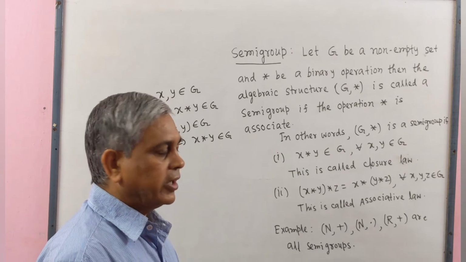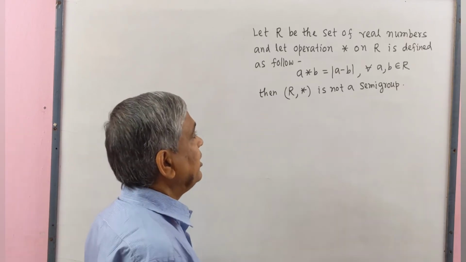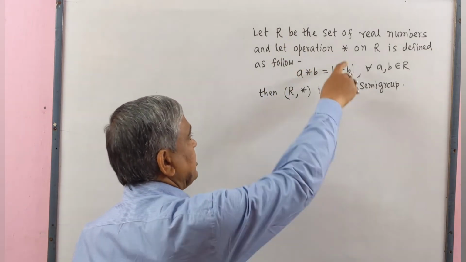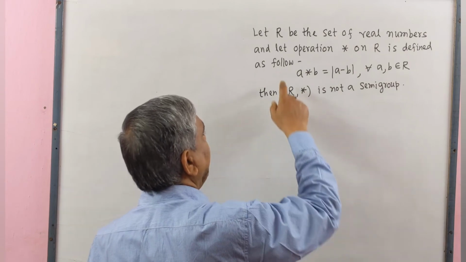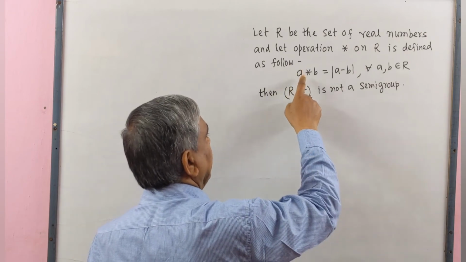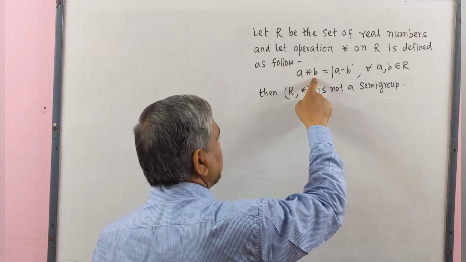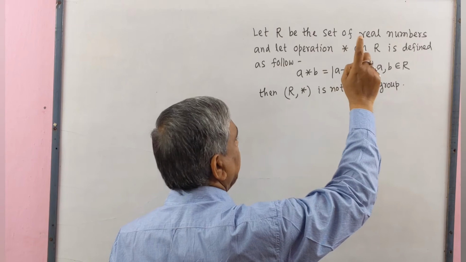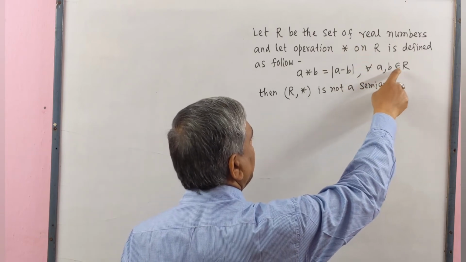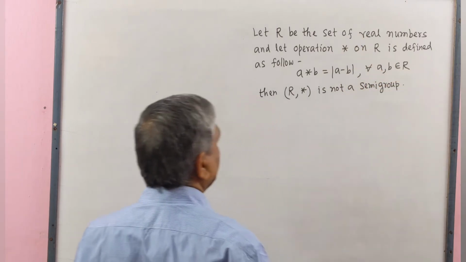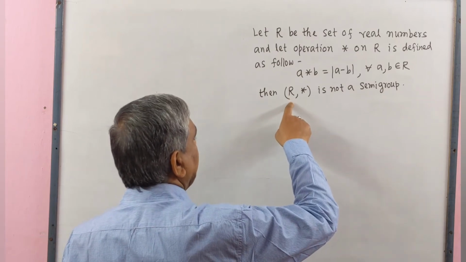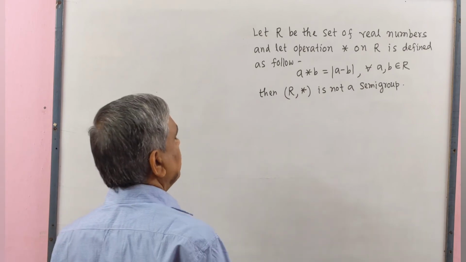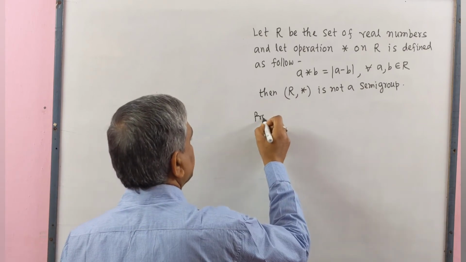Let R be the set of real numbers and let operation star on R be defined as follows: A star B equals modulus of A minus B for all A, B belong to R. Then the algebraic structure R with binary operation star is not a semi-group. Now we prove this. Prove.